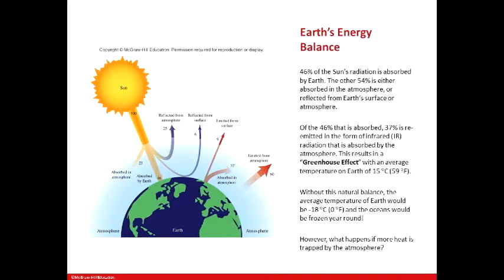Now watch this, and we'll talk about the diagram on the left in just a minute. Of the 46% that is absorbed, 37% is reflected in the form of infrared. Infrared, right? You know what infrared is, right? That's on the electromagnetic spectrum. It's adjacent to what? Visible. So you have visible and you have infrared. And infrared is not harmful to us. Infrared is what heats the Earth.